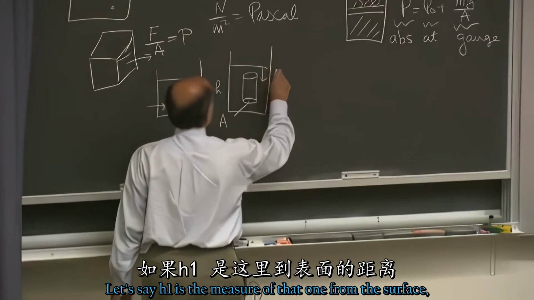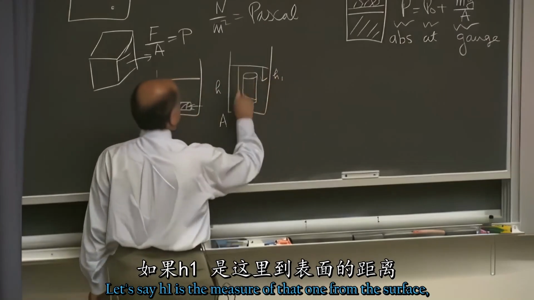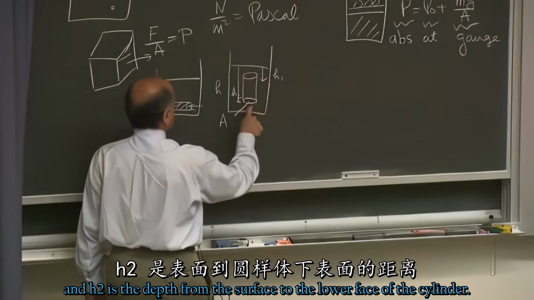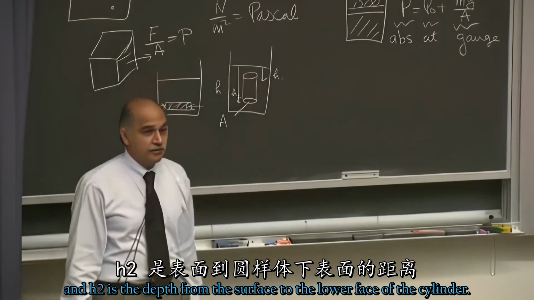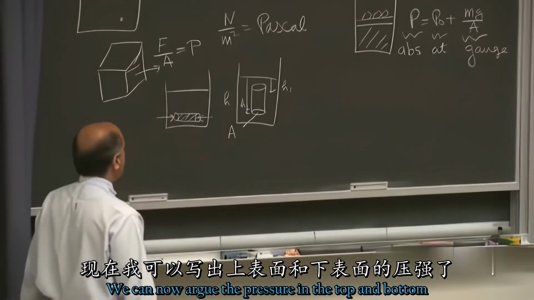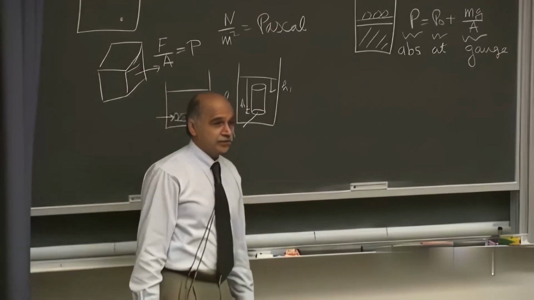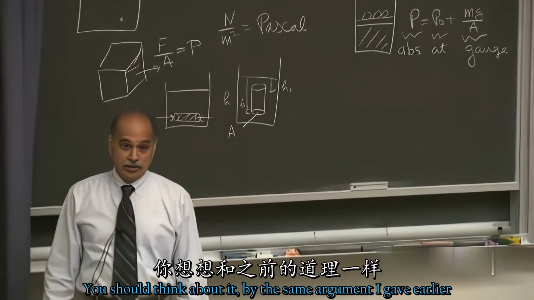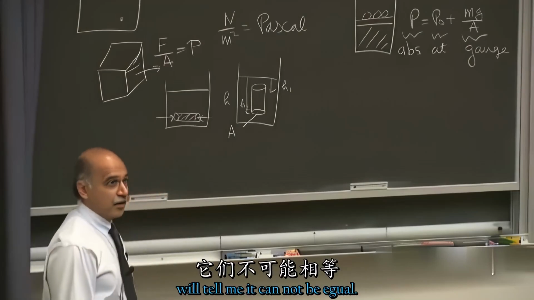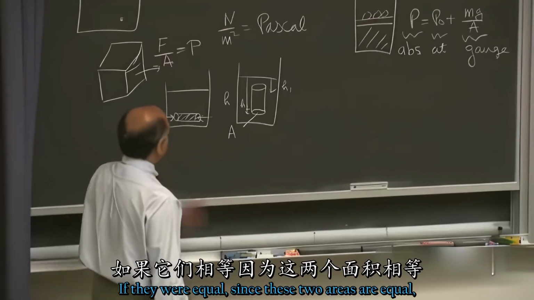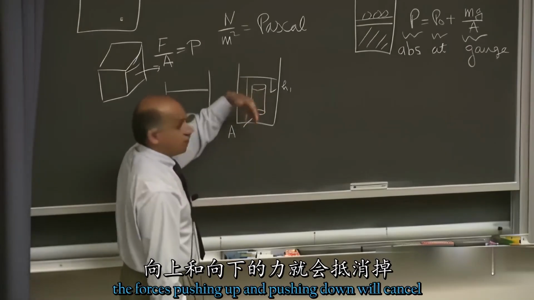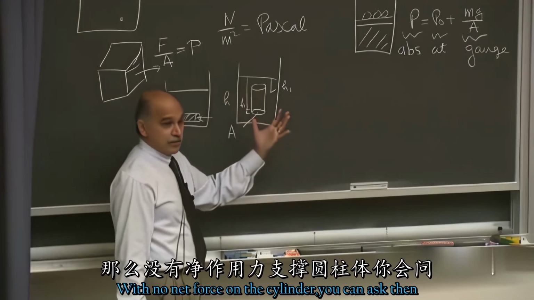Let's say h1 is the measure from the surface to the top of the cylinder, and h2 is the depth from the surface to the lower face of the cylinder. We can now argue the pressure at the top and bottom really should not be equal. You should think about it. By the same argument I gave earlier, it cannot be equal. If they were equal, since these two areas are equal, the forces pushing up and pushing down will cancel, so there is no net force on the cylinder.